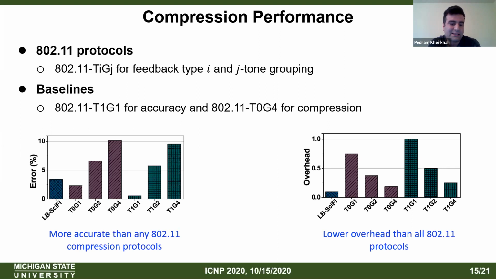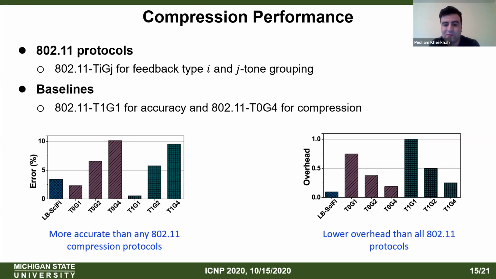If we compare the LB-SciFi with the existing settings, we can see that in terms of the error, LB-SciFi is better than any compression in the standard, but it is slightly worse than T1, G1 and T0, G1. But we should remember, these two settings do not perform any compression in the frequency domain. So they have a very high overhead.